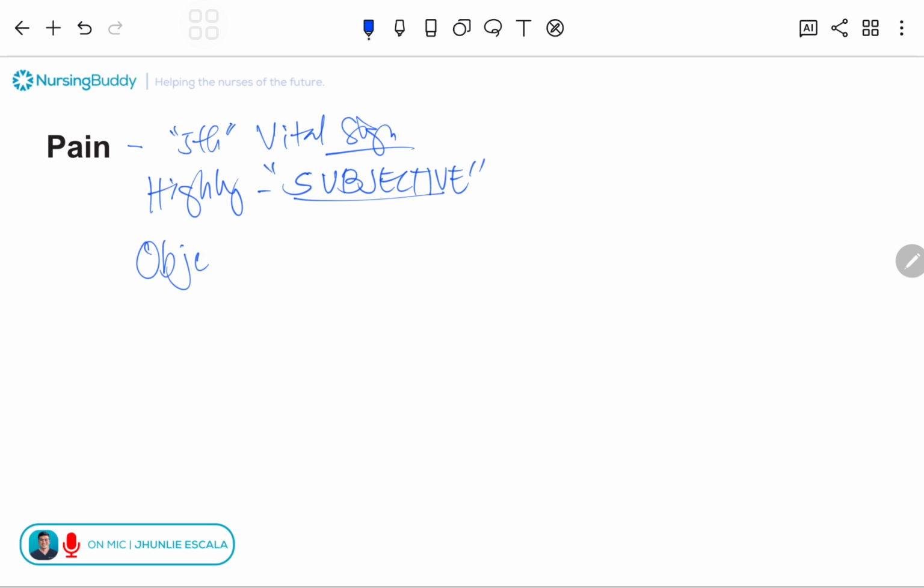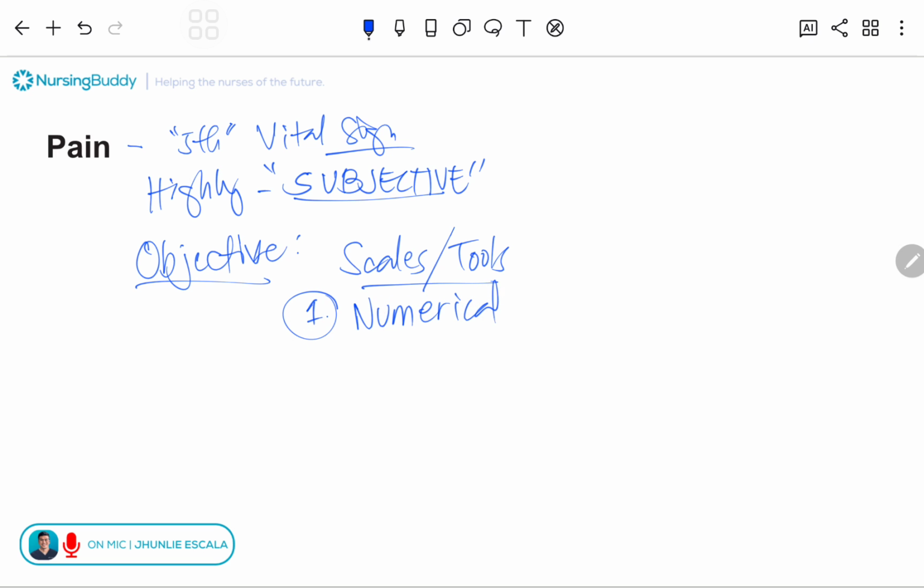It becomes an objective cue, kapatid, kapag gumagamit na po tayo ng ating pong mga tools. So, ang mga ginagamit po nating mga tools dito, we have your scales. Okay? Ang mga scale tools or tools po natin na ginagamit to measure pain. So, we have your number one, the most famous, the numerical pain rating scale. Okay? Wherein you just ask the patient to rate the pain, 10 being the highest and 0 being the lowest, and that's it. We also have, kapatid, your number 2, we have your Wong-Baker. Isulat natin yan.